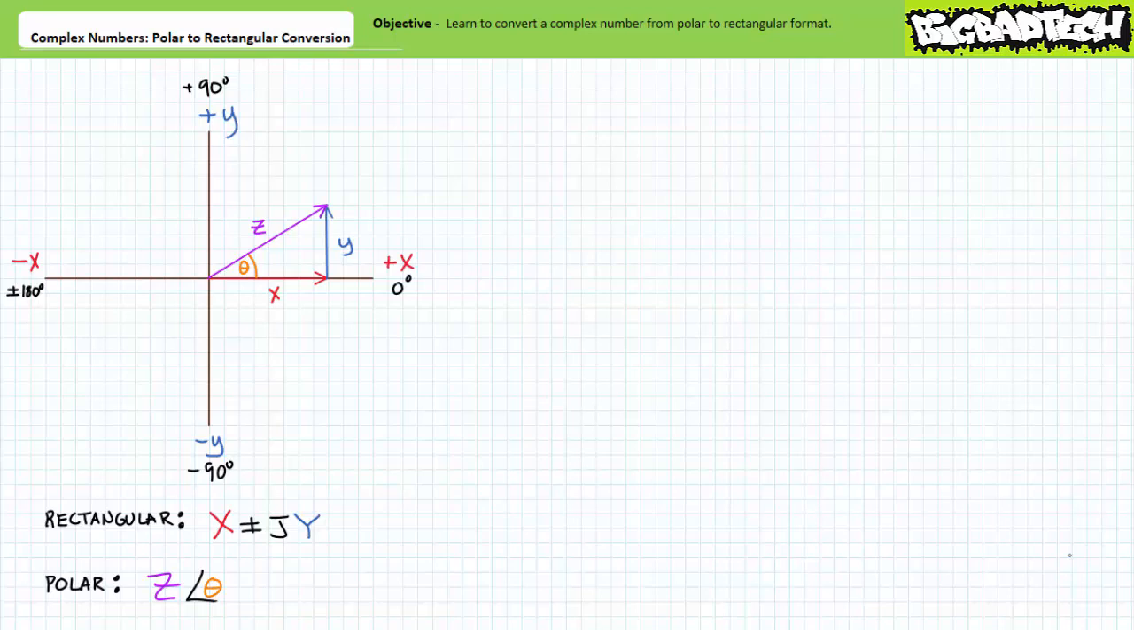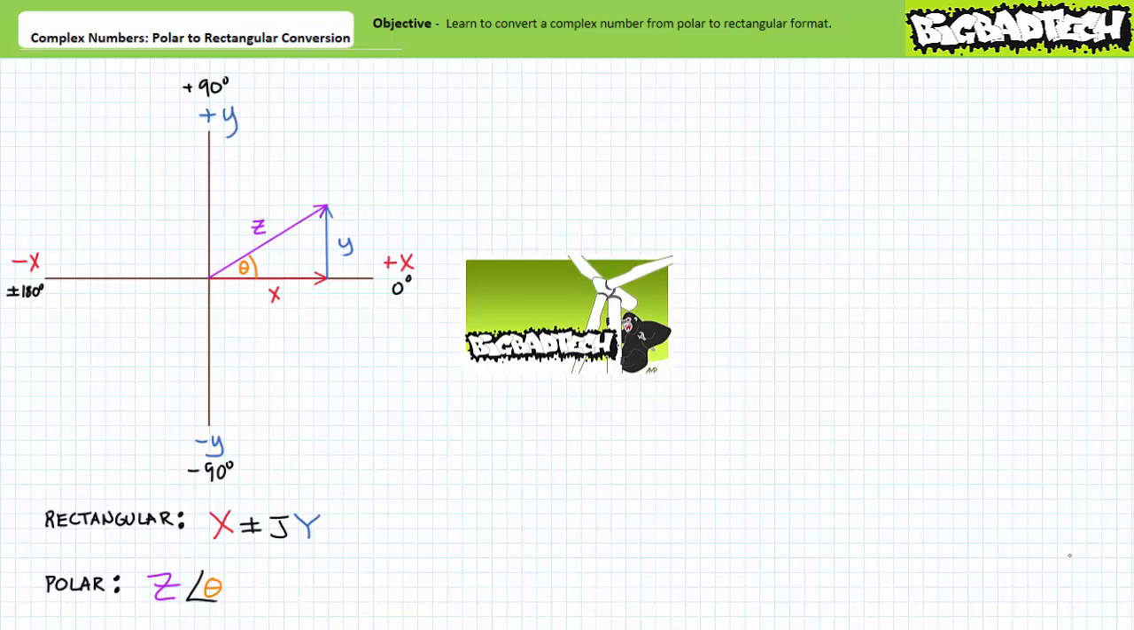Today's topic of discussion is converting complex numbers from polar format to rectangular format. Our objective is to learn how to convert complex numbers using polar format to an equivalent rectangular format. This lecture is predicated on the assumption the viewer has watched the complex numbers rectangular format, complex numbers polar format, and complex numbers rectangular to polar conversion lectures available at the Big Bad Tech channel. If you haven't watched these lectures yet or only dimly recall their contents, please take the time to do so now.